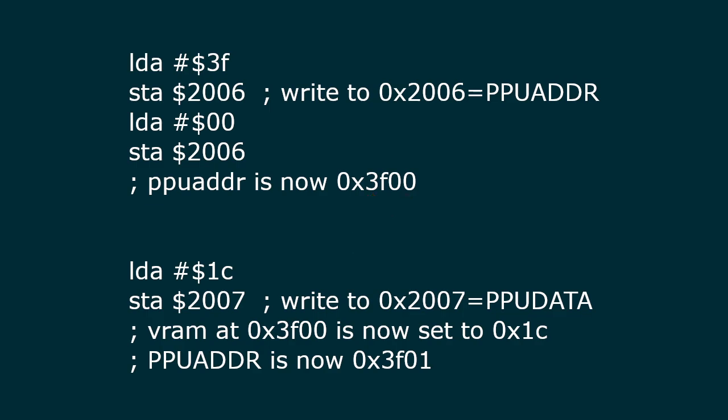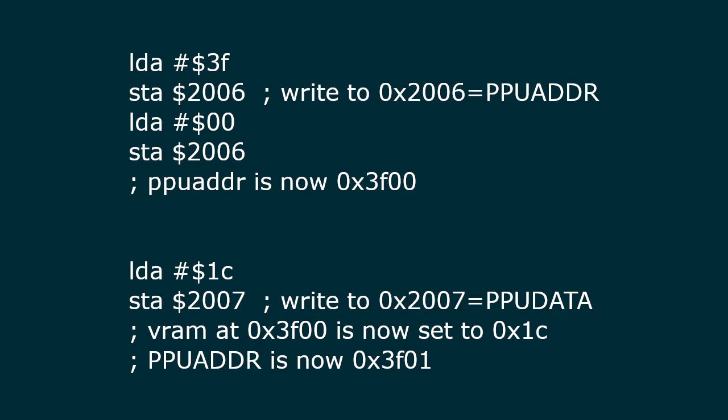This little program accomplishes that. First, we load the accumulator with 3F, then we store it into the PPU address MMIO register, then we load 0 into the accumulator, and then we store the accumulator again into PPU address. After these four instructions, the PPU address is set to hex 3F00.